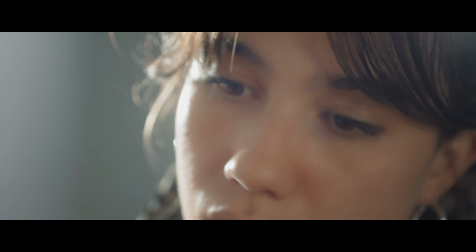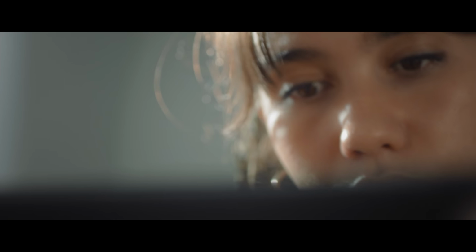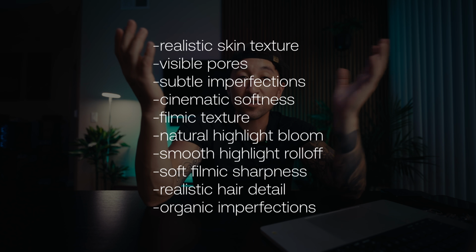And the next one is film softness, because real cinema isn't perfectly sharp. Cinema cameras and lenses have a certain softness to them. Highlights bloom a little, edges aren't digitally crispy, skin feels detailed but not harsh. And that's one of those subtle things that can make an image feel fake even if you can't explain why. And here are some more prompt ideas. You can pause if you want to.